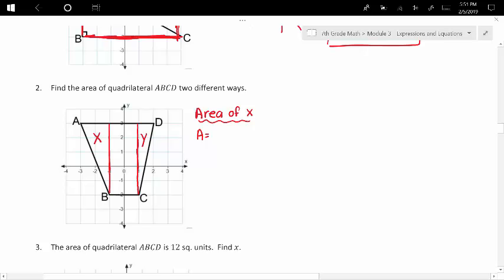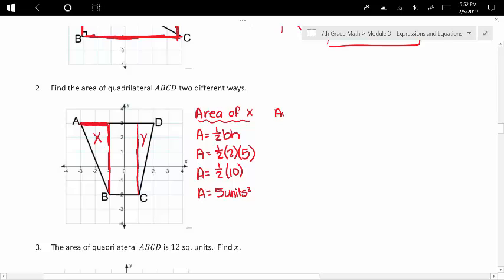Okay, so area of X. It is a triangle, and look, I got it right. There we go. Okay, area. Let's plug in information. The base is 2 units, and the height, 1, 2, 3, 4, and 5 units. So, go ahead and do your work. Okay, area is half of 10, which is 5 units squared. So that's just X.